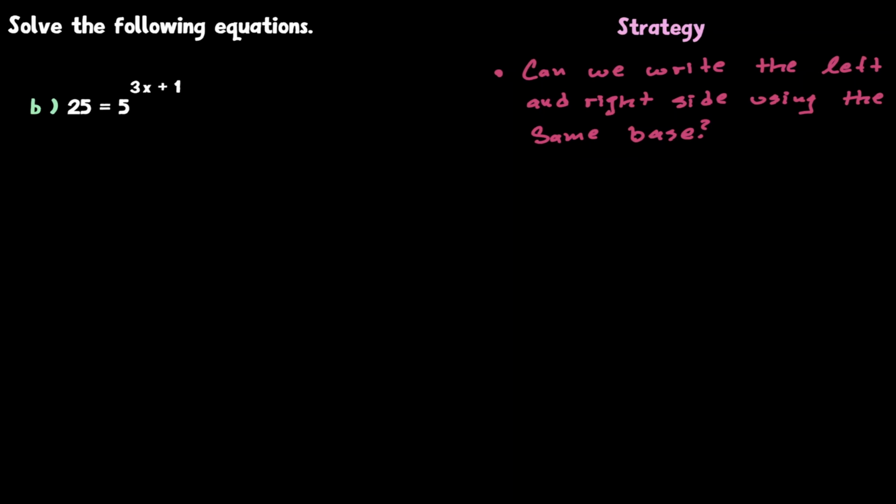We're going to approach it the same way. Notice that what we're looking for, which is the variable of x, is on the exponent. Let's try to apply the same strategy. Would it be possible for us to write the left-hand side and the right-hand side using the same base? The exponential on the right-hand side has a base of 5. So what we'd like to do is look at the left-hand side and see if we can rewrite it as a base of 5 as well.